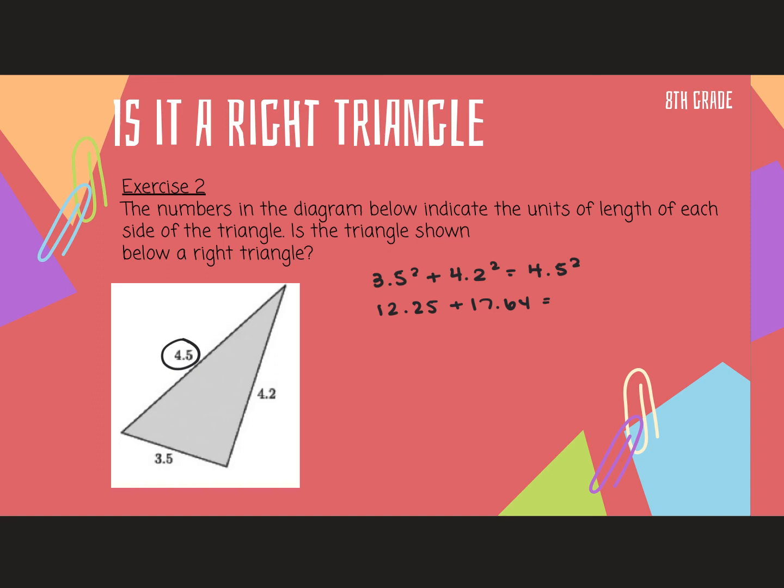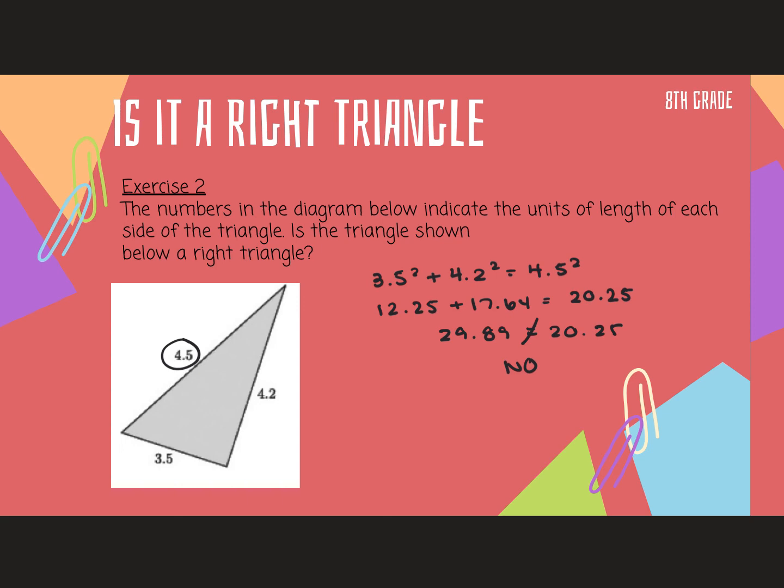17.64. And then we have 4.5 times 4.5, which is going to give us 20.25. Then we have 12.25 plus 17.64, which gives us 29.89, which is equal to 20.25. So this is not a true statement, so it does not form a right triangle.